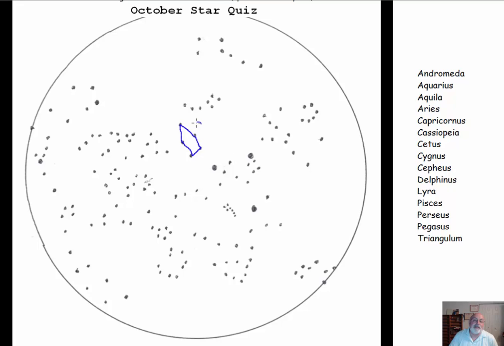Alphabetical order, remember. Okay, so C, E, P, H, E, U, S. Cepheus. And sitting right next to Cepheus is the queen, Cassiopeia.